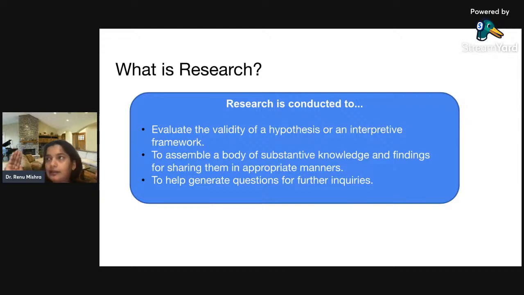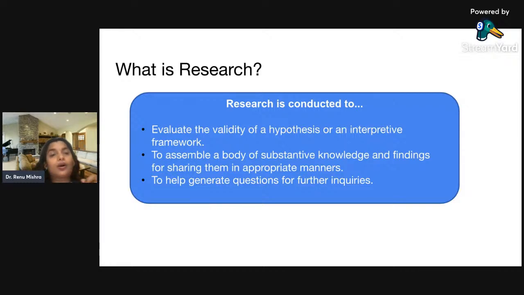So in inductive research, we come to the hypothesis during the end of it. So this research basically is accepting or rejecting the hypothesis, or formulating the hypothesis. Also, when you are consolidating your understanding about any problem in hand, that is your research.